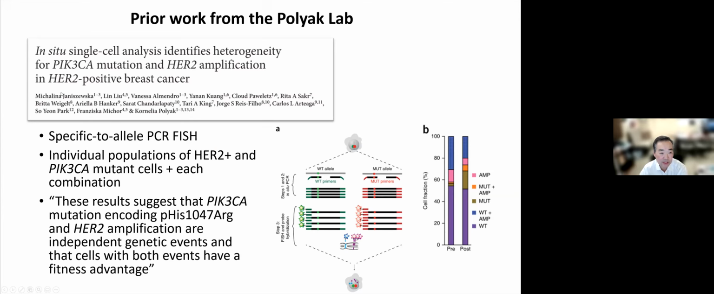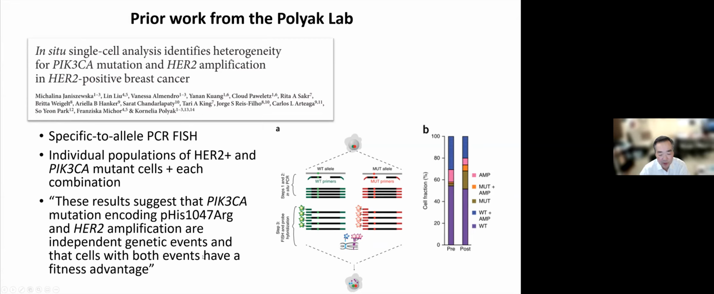And so this paper, in situ single-cell analysis identifies heterogeneity for PIK3CA mutation and HER2 amplification in HER2-positive breast cancers, really caught our attention. And you can see here in the diagrams, I'm not going to explain this because it's always daunting to explain other people's work, especially when that PI is actually the host of this.